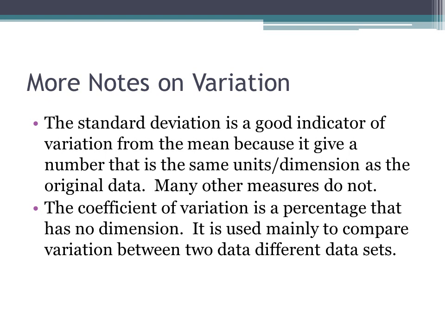Some final notes on variation. Standard deviation is a good indicator of variation from the mean for a given sample because it has the same units as the original data set. On the other hand, the coefficient of variation has no dimension and can be used to compare different data sets.